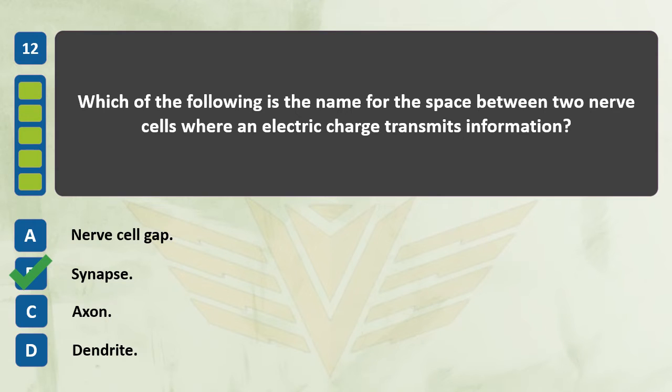Answer: B. Dendrites, choice D, and axons, choice C, are parts of the nerve cell. The nerve cell gap, choice A, is not the correct answer because it is not related to the nervous system. The space between two nerve cells where an electric charge transmits information is called a synapse. Choice B is the correct answer.